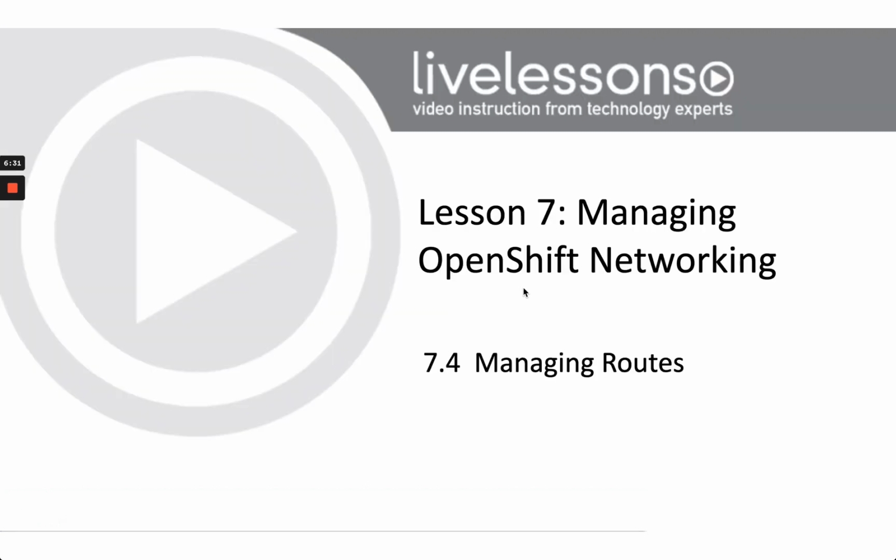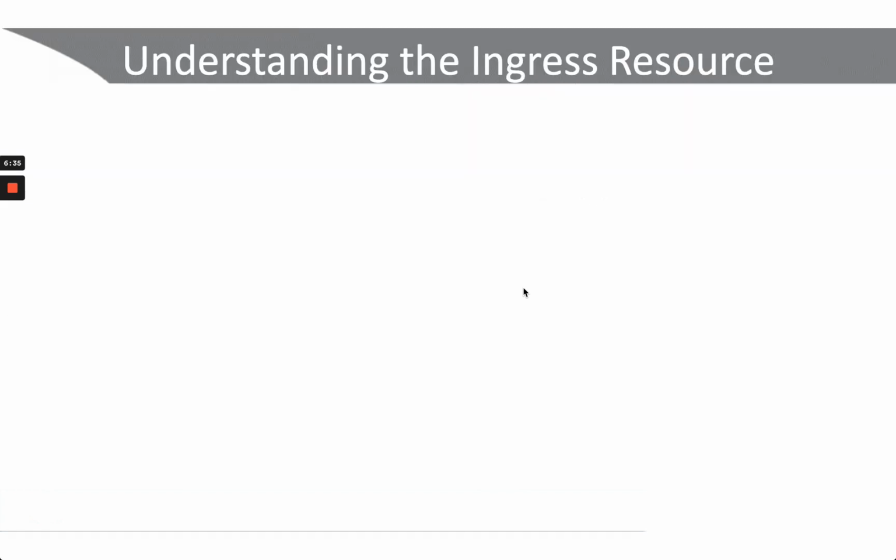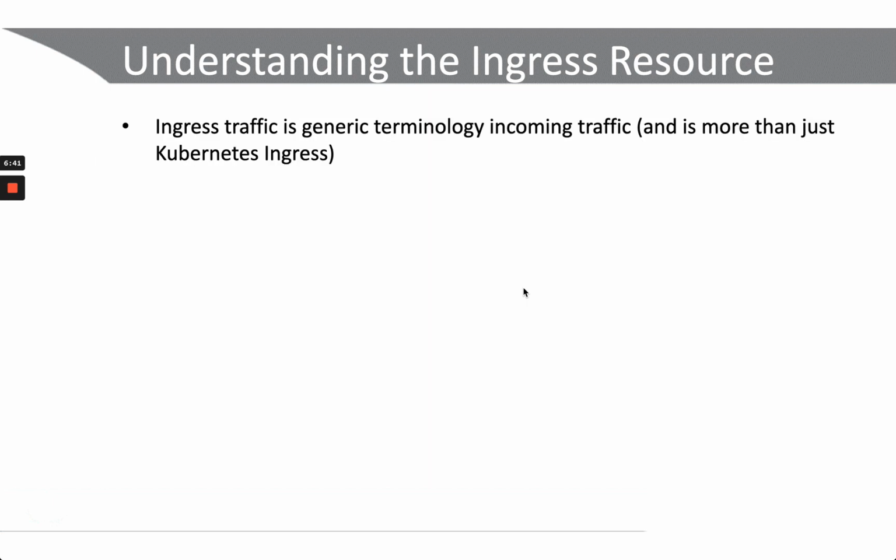Let's talk about these routes a little bit more. So what about these routes? I'm back on the slide, by the way. Managing the Ingress resource. Why do I talk about the Ingress resource? Well, in the end, because a route is an OpenShift implementation of Ingress, so I might as well use a generic terminology. So Ingress traffic is generic terminology for incoming traffic.